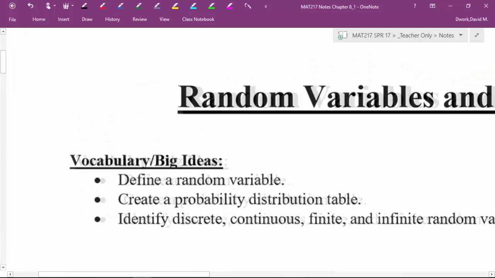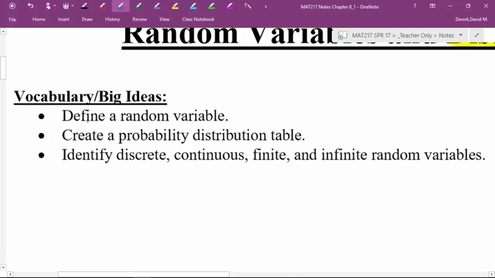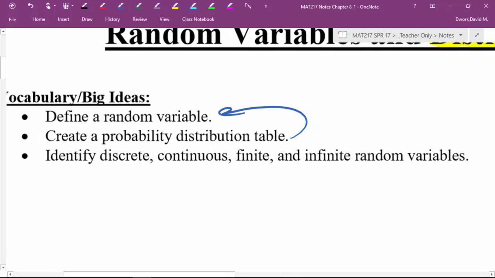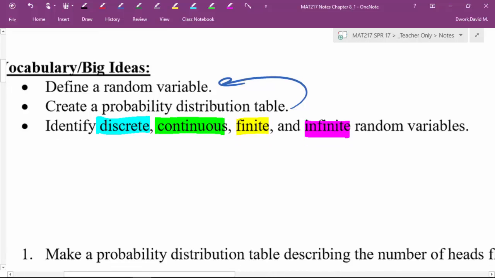So, three big ideas from this section. Can you define a random variable? That's going to be number one. Just can you figure out what a random variable is and how to define one? Then, can you create a probability distribution table using random variables? Then also identify discrete, continuous, finite, and infinite random variables. So four keywords there: discrete, continuous, finite, and infinite. There's going to be four types, and it's going to be a combination of two each time. So four kind of vocabulary words.